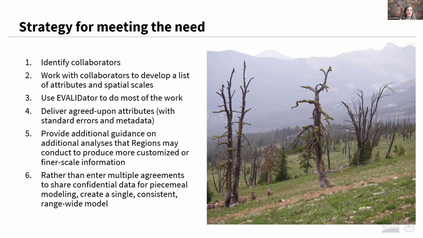Second, we did develop that list. We used eValidator to do most of the work, and actually Kyle Dodson did most of that work. So thank you, Kyle. That was tremendous. We delivered those attributes with standard errors and metadata. And then some units asked, how can we downscale these to our local vegetation types? Because that's how we're reporting our management actions to the Fish and Wildlife Service. And we provided some additional guidance on how they might do that.